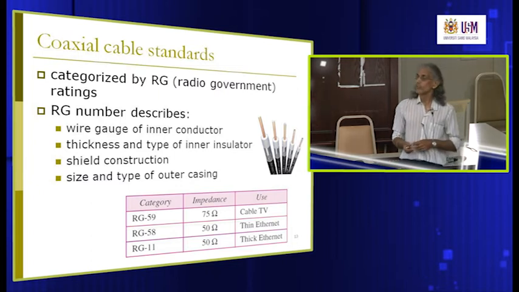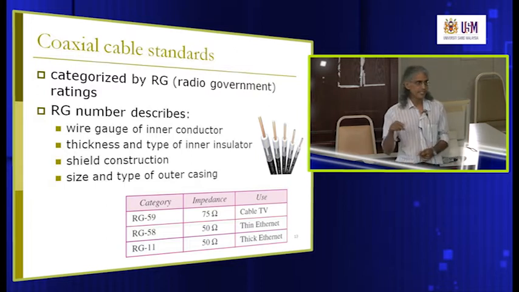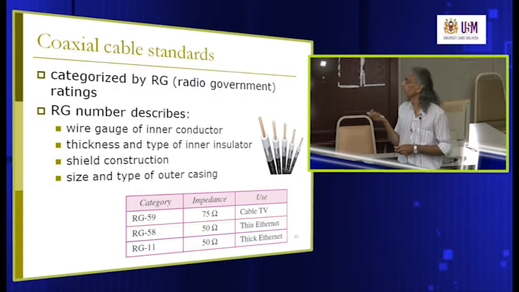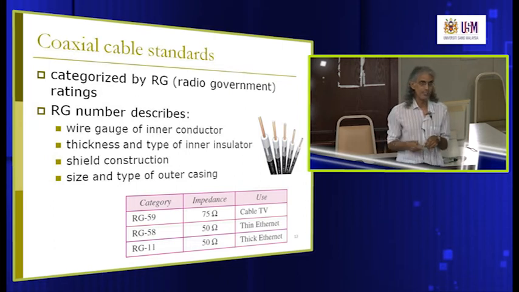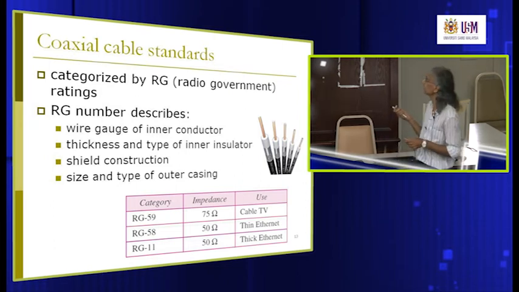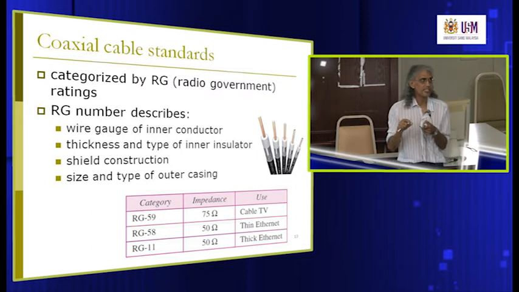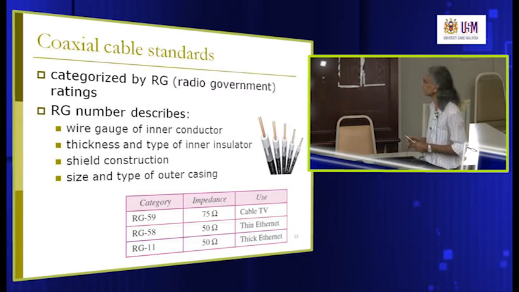If you are familiar with your television set, where it connects to the antenna, the white cable is basically this cable, RG59. That's the one we normally use. And if you cut it open, you will see that it looks like this. There's only one single conductor inside it.